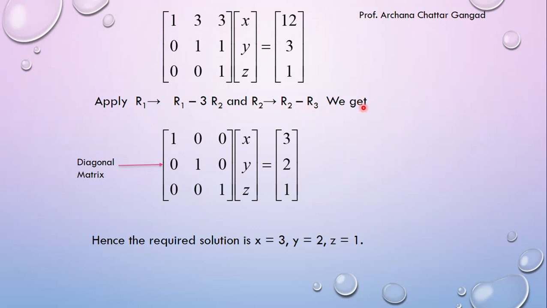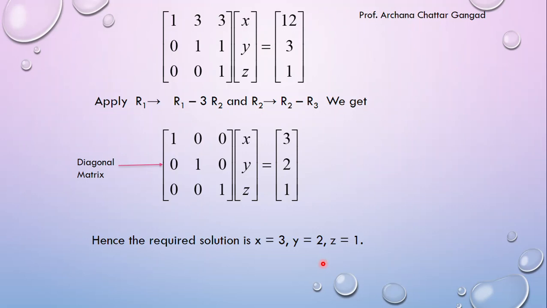So what do we get? After simplification we get the diagonal matrix. These are the x, y, z variable matrix, equal to the same row transformation we apply on the right hand side, that is the constant matrix. So we get 3, 2, 1. Now rewriting the equations: 1x is equal to 3, 1y equal to 2 and 1z is equal to 1. So in this way we get the required solution as x, y, z equal to 3, 2 and 1.